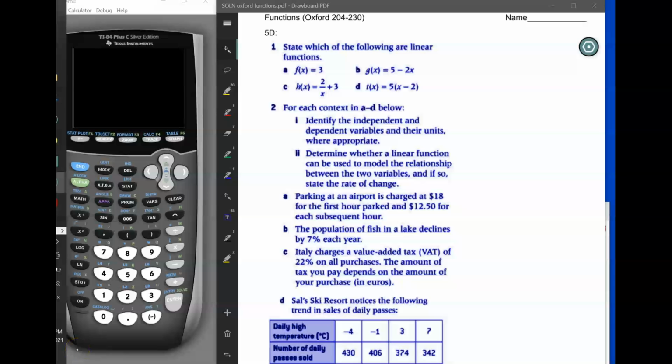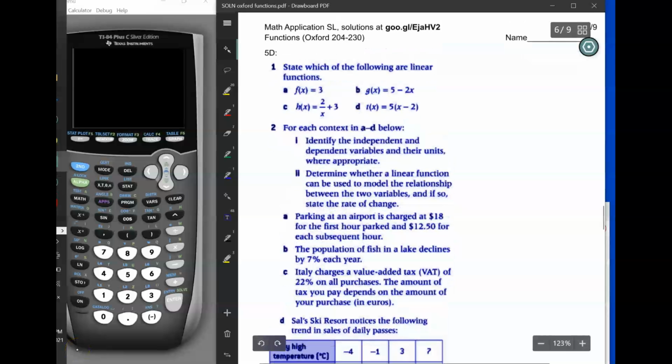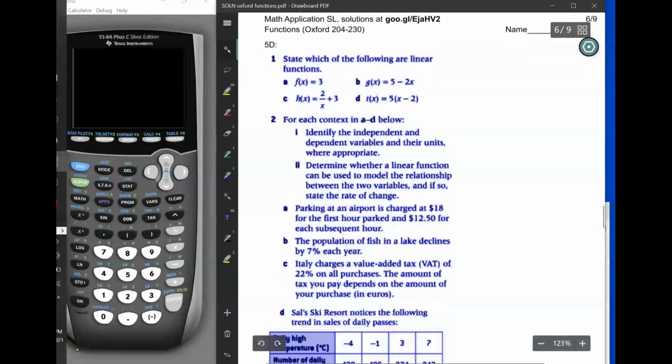Page 6 of functions. State which of the following are linear functions. Now there's a couple ways to do this, and I'm going to show you a way to do it without the calculator, but then we're going to use the calculator because we always have access to the calculator.